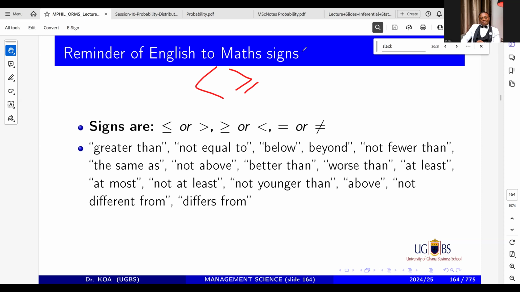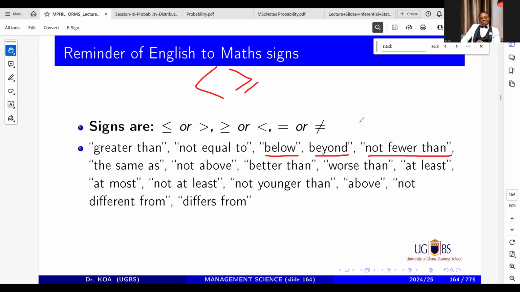However, there are some English words that can mean less than or equal to if you look at them carefully. For example, what symbol is "below"? Dinah says it's less than, and that is correct. What symbol is "beyond"? Joyce says greater than, and that is correct. What symbol is "fewer than"?